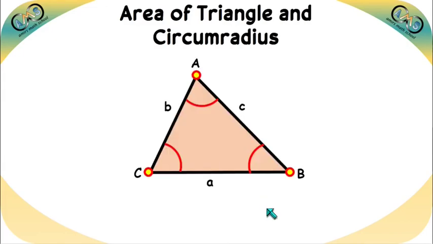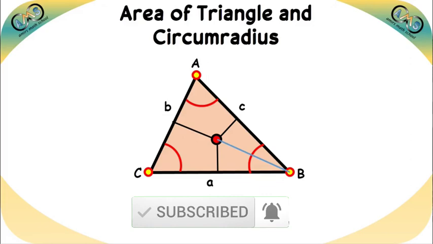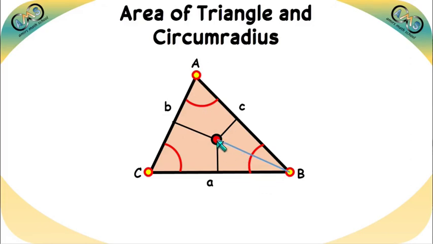Now let's see the area of the triangle and the circumradius relationship. If we draw three perpendiculars on the three midpoints of the sides of the triangle, then this meeting point is called the circumcenter. From this circumcenter to any vertex, the length is the circumradius. So this one is the circumradius. Also this one, also this one.